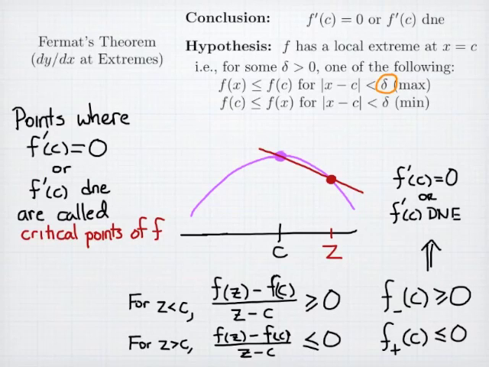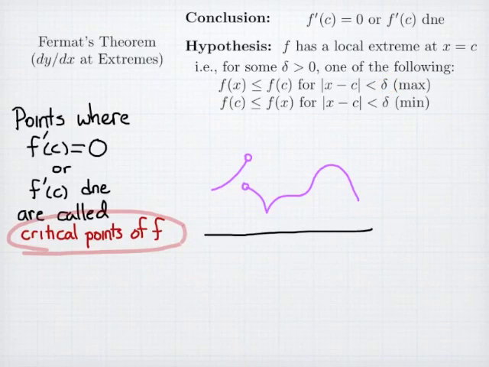As a consequence of this theorem, any points on a function where the derivative equals 0 or where the derivative doesn't exist receive a special name. They're called critical points. Now, not every critical point happens to be a local extreme, but if you're looking for a local extreme of a function, the only places they can occur are at critical points, where there's either a horizontal tangent or where the derivative doesn't exist. This function illustrates several different critical points.